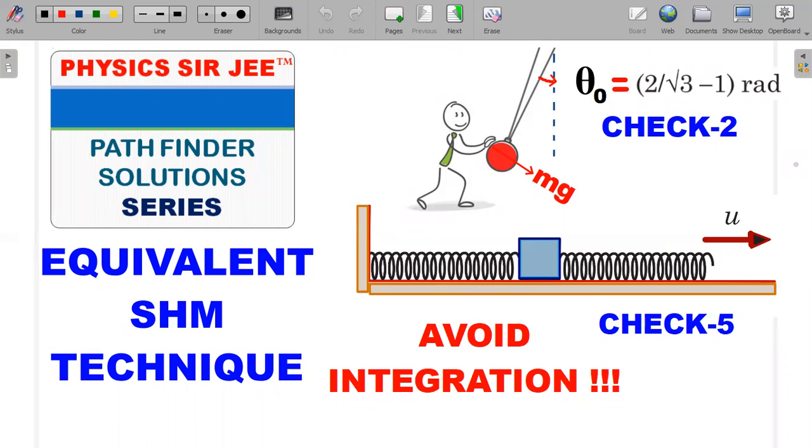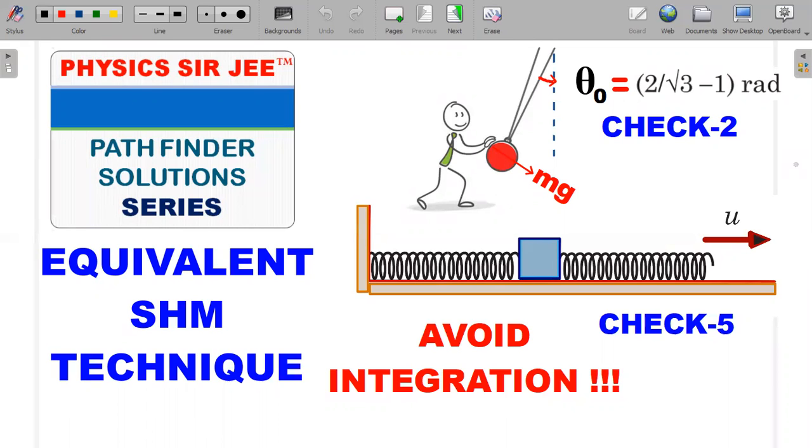I have brought forward to you a technique that is very important from the topic of oscillations, and this is something I call the equivalent SHM technique. These are the two problems we are going to apply this technique to: Check Your Understanding 2 and Check Your Understanding 5, wherein you would have an alternative solution.